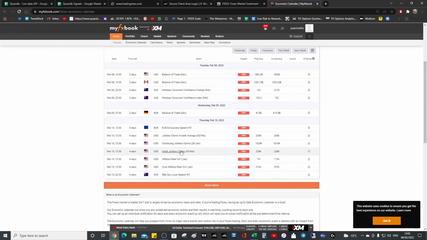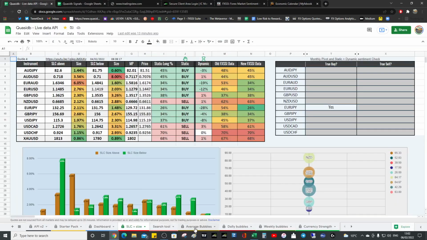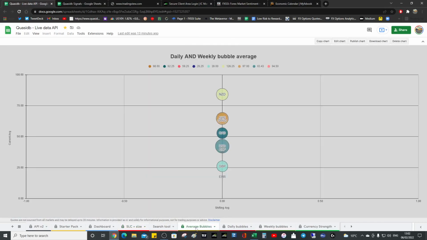All eyes on the inflation rate in the States. So that's that. We'll look at the bubbles quickly. Average bubbles. This is the new tab. We're using the daily bubbles and weekly bubbles, but an average of those two factors. So it's fairly straightforward. Could potentially remove those two, and then we could just look at the average bubbles. But the daily bubbles and the weekly bubbles are also quite handy. That would be more for swing trades, and this would be more for intraday. This is an average of the two.